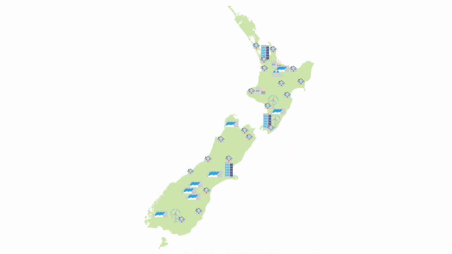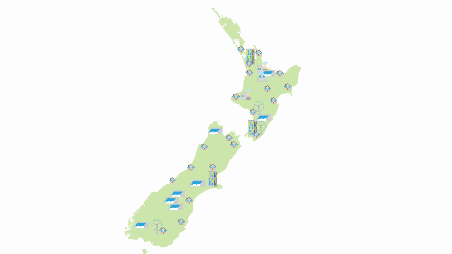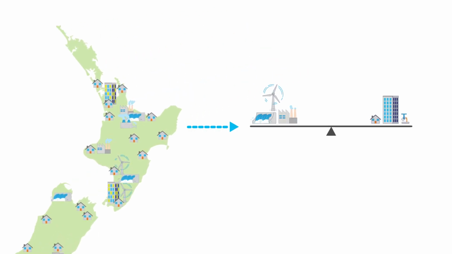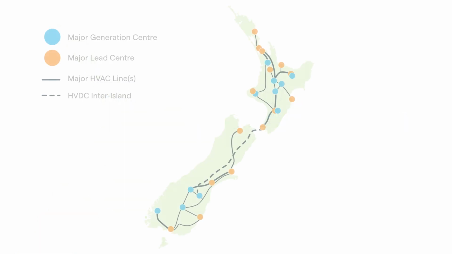Because the majority of the load is in the North Island and there's a surplus of generation in the South Island, there's a higher risk of potential shortfalls in the North Island than in the South Island. Therefore, the generation balances that NZGB produces focus on the North Island.